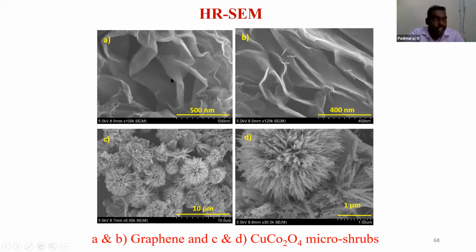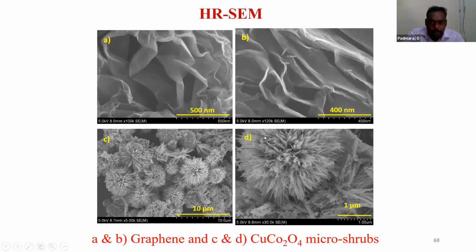So we know that graphene has high electrical conductivity. Over the graphene sheets, I am decorating transition metal oxides to enhance the electrical conductivity, the surface area, and the reactive active sites also. Okay, see here, this is the pure metal oxide. See the microshrubs I have developed. The microshrubs are interconnected with one-dimensional nanorods.